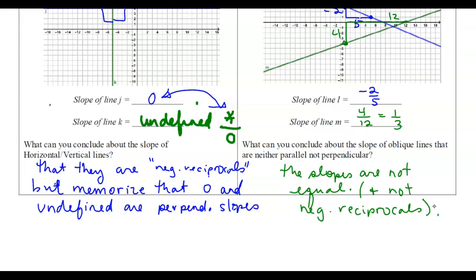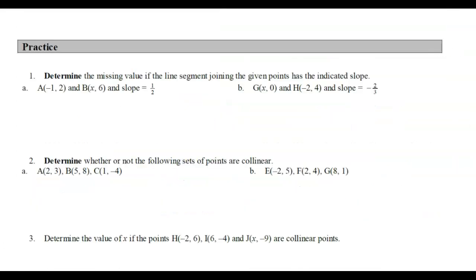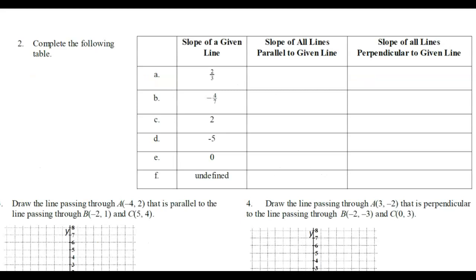Okay, so let's do the chart. We're going to do the chart in 2, and maybe part of 3, and that's it for today. Okay, so in that chart or table, you're given the slope of a line in the first column, then it says slope of all lines parallel to that. So what do we know about slopes of parallel lines? Same. So what do I do? This is the easiest column ever. Exactly. Copy the slopes. That's all you do. So 2/3. Easiest marks ever.